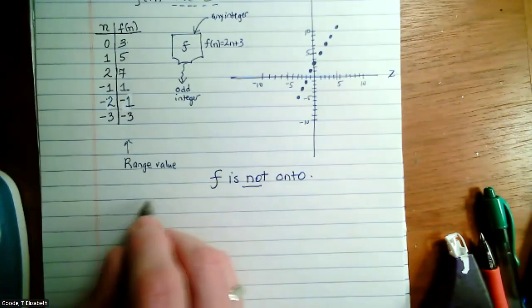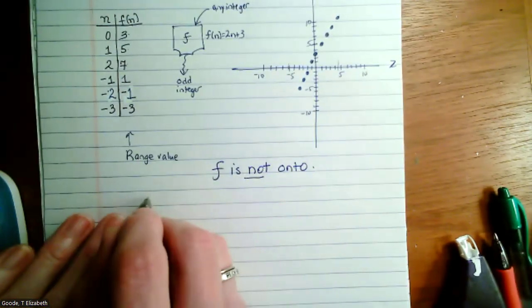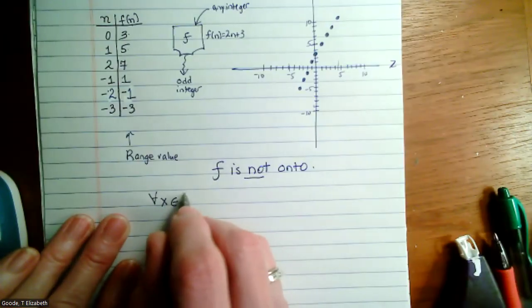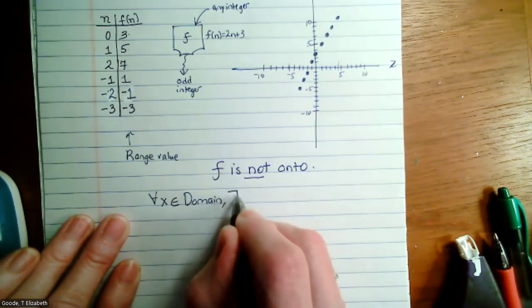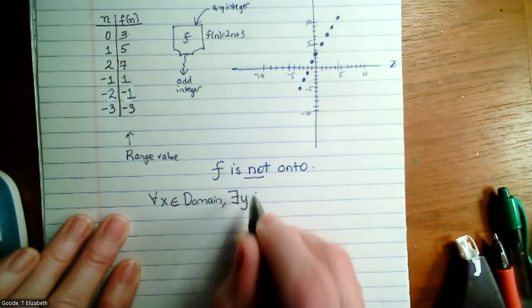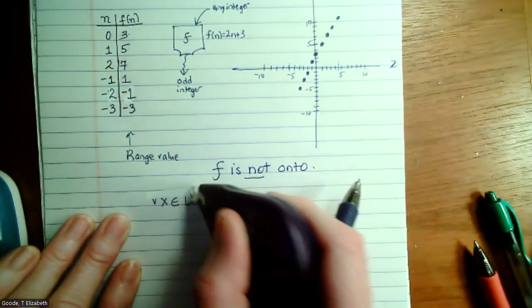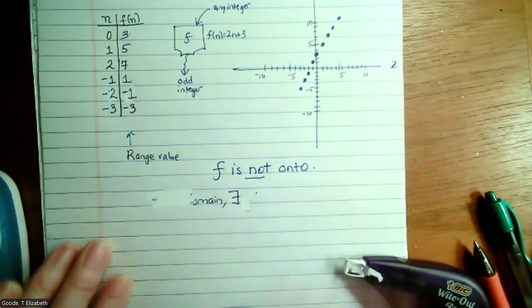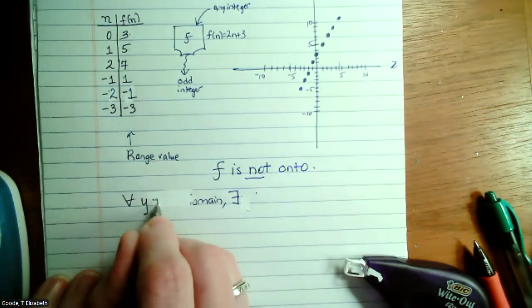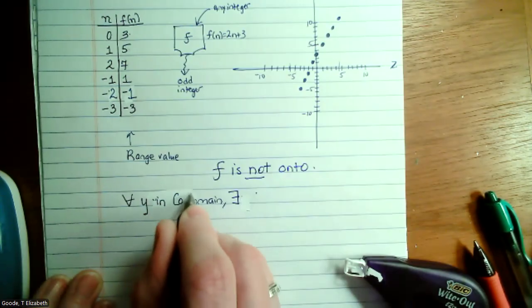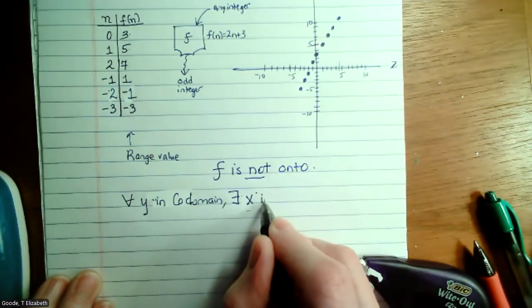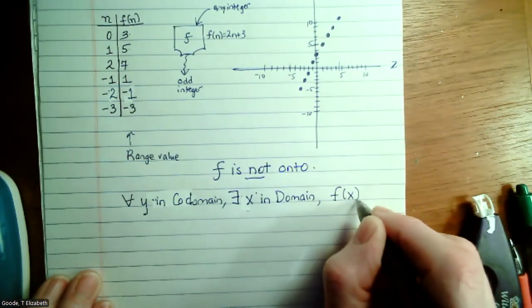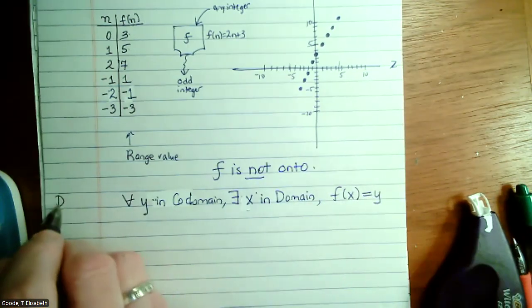And we can give a counterexample. Remember, onto means for all x in the domain, there exists a y. Oh, wait a minute, got this wrong. For all y in the codomain, there exists an x in the domain such that f of x is y. That's the definition of onto.